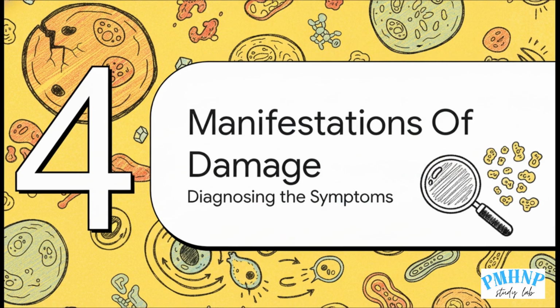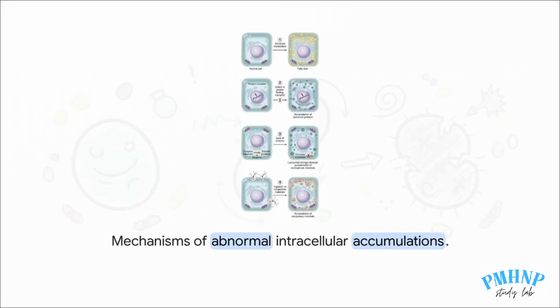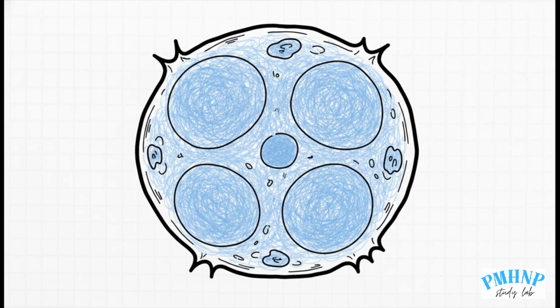All right, Section 4, manifestations of cellular damage, diagnosing the symptoms. Treat this like you're reading a patient's medical chart. It perfectly maps out the 4 exact mechanisms where a cell's waste management system totally fails, leading to abnormal infiltrations. You've got abnormal metabolism causing fatty liver, protein mutations that lead to defective folding, a lack of vital lysosomal enzymes causing complex substrates to build up, which is exactly what happens in Tay-Sachs disease, and finally, the ingestion of toxic, indigestible materials.